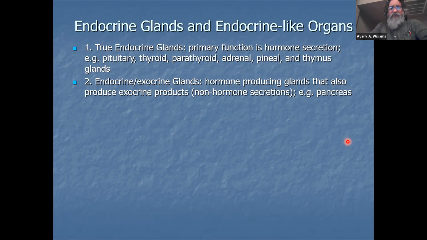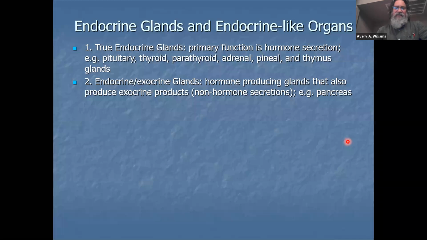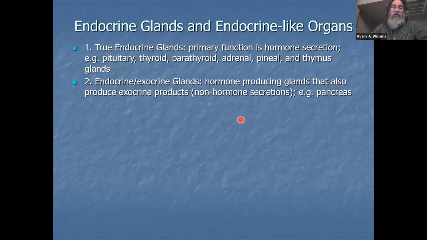You have a special gland or organ that's known as an endoexocrine gland. So what are endoexocrine glands? That's kind of a combination kind of deal right there. You see the endoexocrine, and what is it, one or the other or both? Well, it's both. Endoexocrine glands are hormone-producing glands that also produce exocrine products. The exocrine products, of course, that would be a non-hormone secretion of some sort. Well, what is that? Who does that? Well, there's only one example of that, and that's the pancreas.